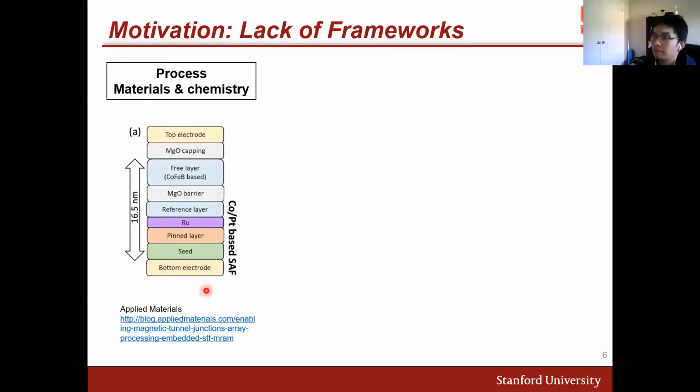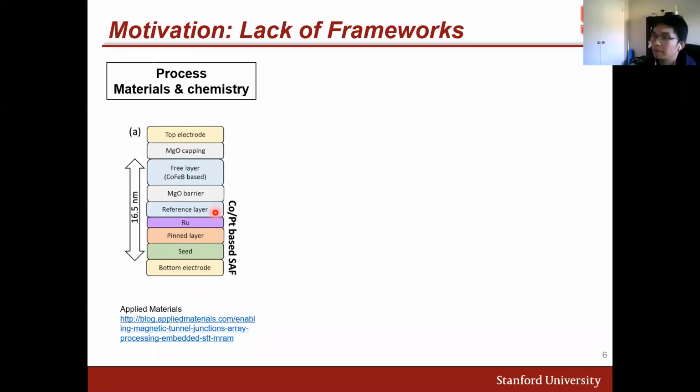So for a magnetic memory device, the main material is this multi-layer stack. It consists of a lot of different layers, but the most important are the three layers here. One is the free layer, which stores the magnetic information, 0 or 1, for readout. And the other one is the MgO barrier, and the third one is the reference layer. So this three layer structure, we also call it a magnetic junction.